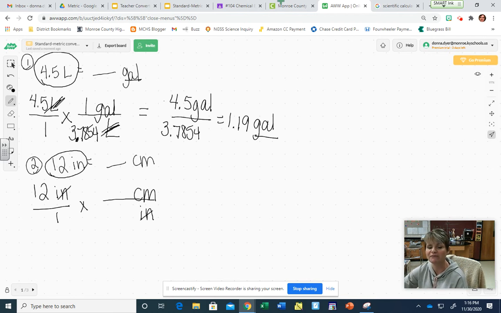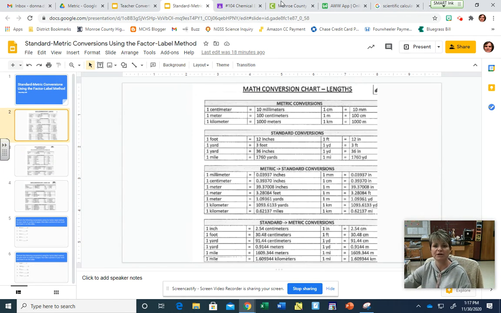Now we need to find a conversion factor that has both centimeters and inches in it. Again, once we get our units set up so that the one that we're given is canceled, now we're ready for numbers. To get our numbers, we use our conversion factor. Again, we have three charts: length, fluid volume, and weight. Centimeters and inches are length. So I need to find a conversion factor on the length chart that has both centimeters and inches in it. So here's my length chart. Here's centimeters and inches right here.